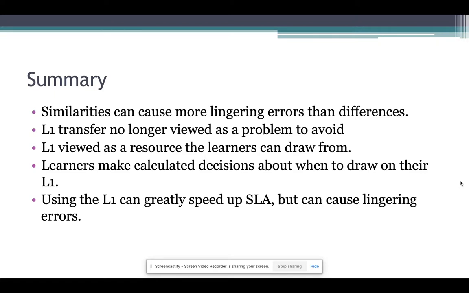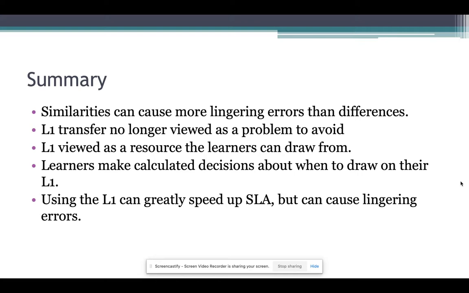We also understand now that learners make calculated decisions about when to draw on their L1. So in other words, transfer is more like a strategy than a habit. It's not some mindless thing like a habit you've got to break, like you've got to stop twitching or stop shaking your leg or stop picking your nose. It's a choice you make based on your beliefs and your feelings about language, like what you feel a language needs or doesn't need. And we also know that using the L1 can greatly speed up second language acquisition.